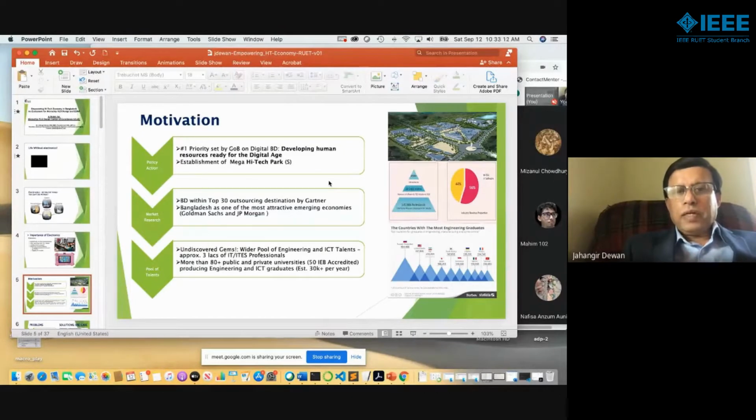And of course, a lot of IT talent comes nowadays. About 3 lakh people join the IT workforce in Bangladesh every year. How about universities? Nowadays there are probably about 100 private universities and close to 100 public universities, and some of them are accredited, 50 IEEE accredited universities. It's a good set of universities. And about 30,000 engineering and IT graduates are coming out of the universities, which is good.